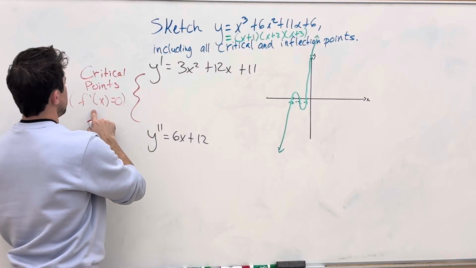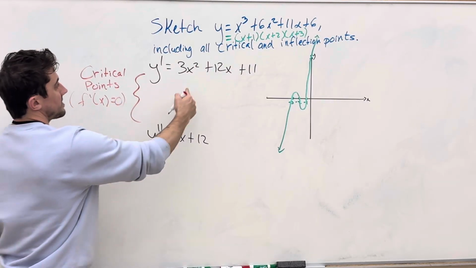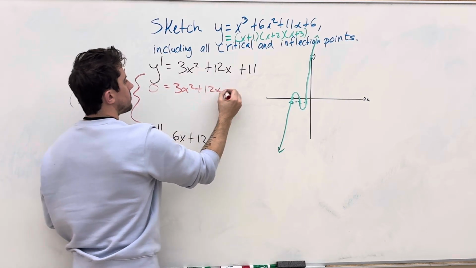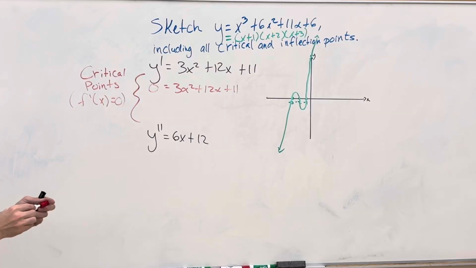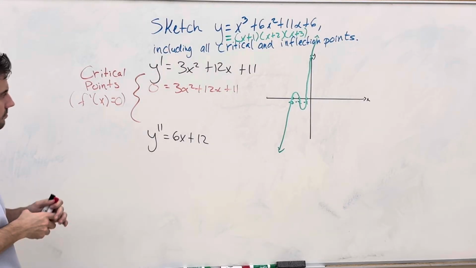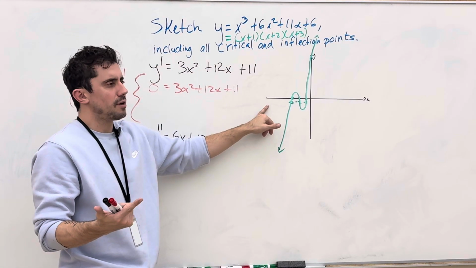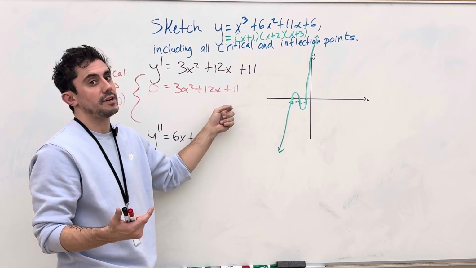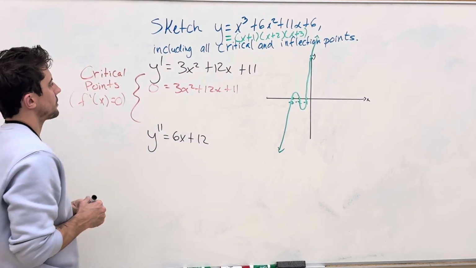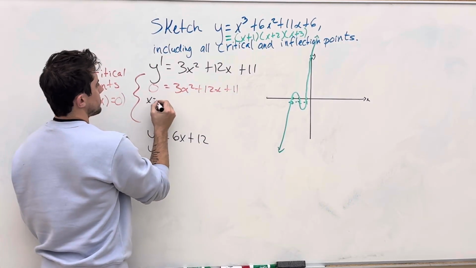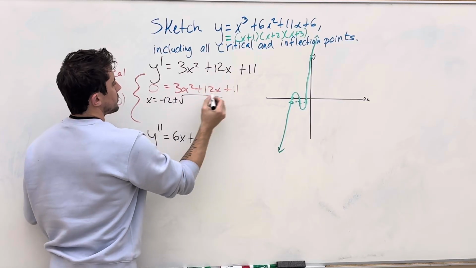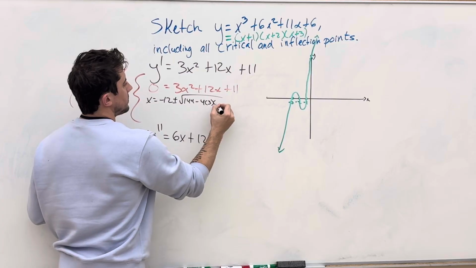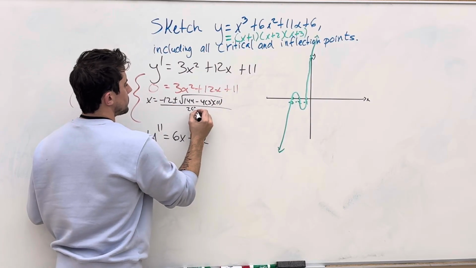Now, setting the derivative function equal to 0 means we're going to set this equal to 0. And this does not look factorable to me. Even by decomposition, 3 times 11 is 33. When it multiplies to 33 and adds to 12, unless I'm going crazy, there are no integer solutions to that question. And so we'll use the quadratic formula. And we'll find that x is going to be -12 plus or minus the square root of 12 squared, which is 144, minus 4 times 3 times 11, all over 2 times 3.